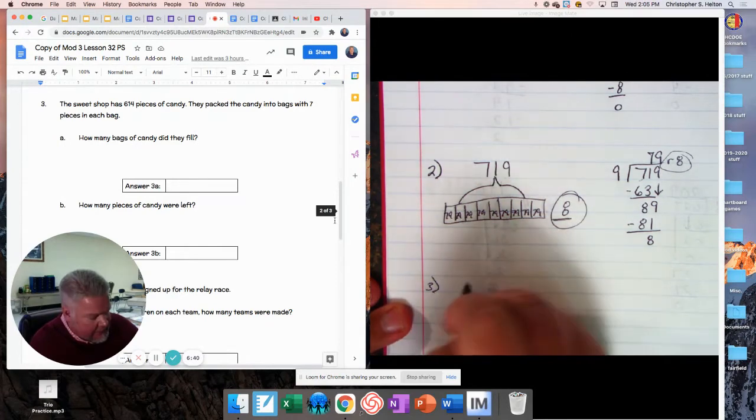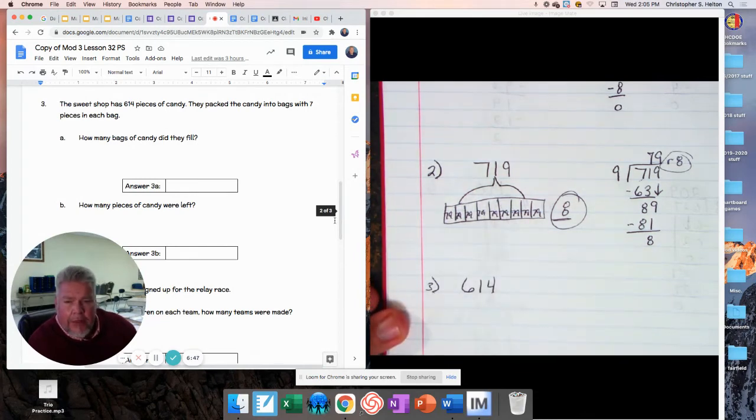They've got 614 total pieces of candy. And they're going to put 7 pieces of candy in each bag. So how many bags would that take? How many bags could they fill? So let's divide that up.